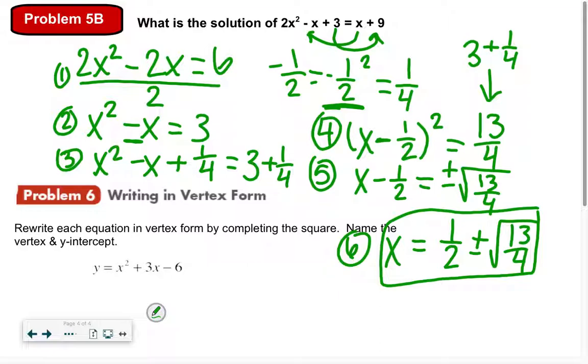Okay. Are there any questions? None? Lots? Okay. The 1/4. How do I know to add to each side? Take your b value, which is -1, divide it by 2, so we get -1/2, and then square it. Okay. Any other questions? Okay. All right.